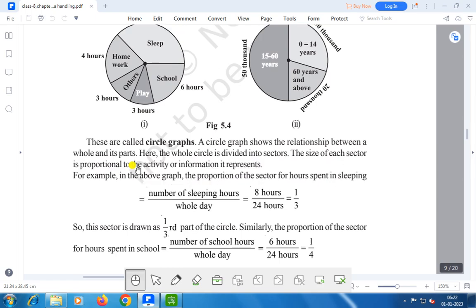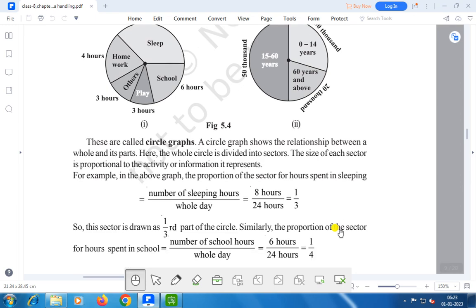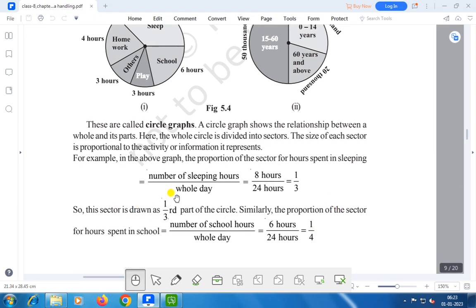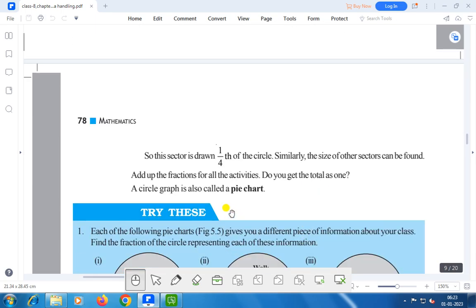For example, in the above graph, consider the proportion of the sector for hours spent sleeping. Number of sleeping hours 8, whole day 24, that is 1 by 3. So this sector is 1 by 3rd part of the circle. Similarly, the proportion of the sector for hours spent in school, that is 6 by 24, is 1 by 4. So this sector is 1 by 4th of the circle. Similarly, the size of other sectors can be found. Add up the fractions for all the activities. Do you get the total as 1?